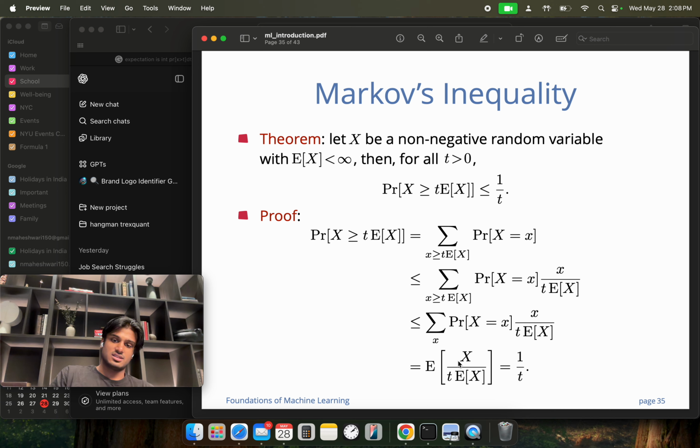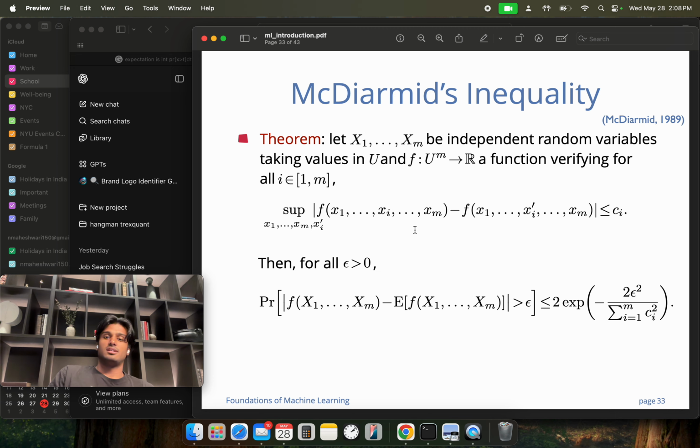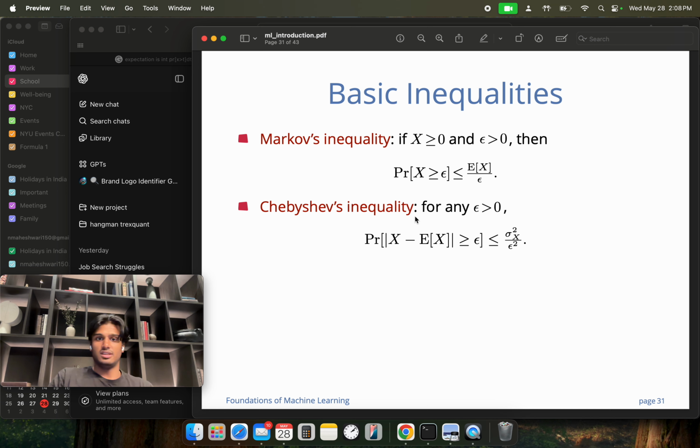And this again is just the expectation of X, which is a constant. So it comes out and you get 1 over t. So this is Markov's inequality. It's pretty easy to remember: the probability that X is greater than epsilon is less than this number.